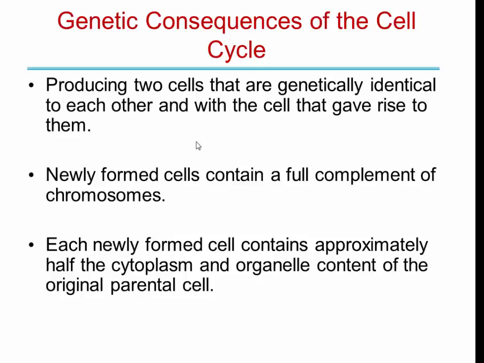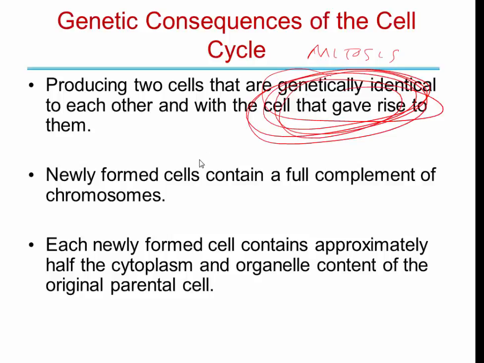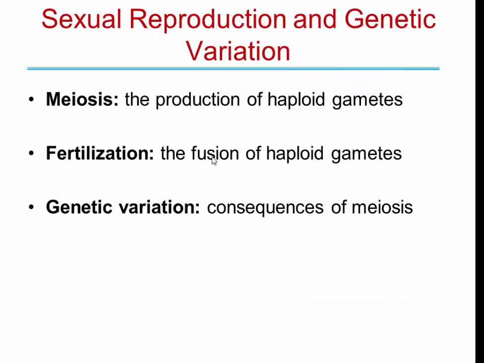Alright, consequences of the cell cycle. They're talking about the mitotic cell cycle. Genetically identical. That's it. Meiosis. Now we get to talk about sex. Buckle up, this is going to get exciting.